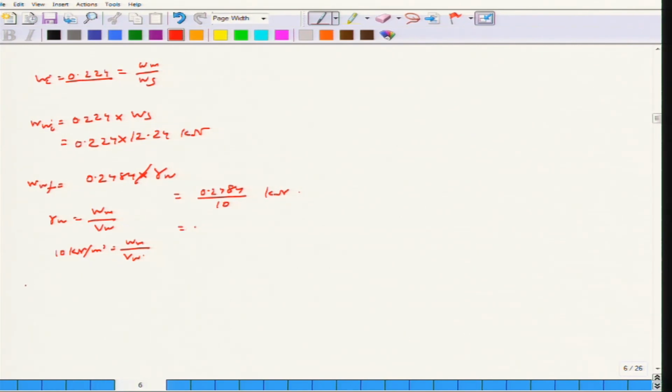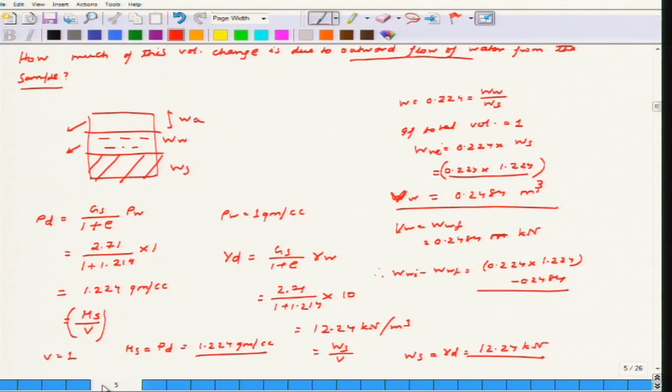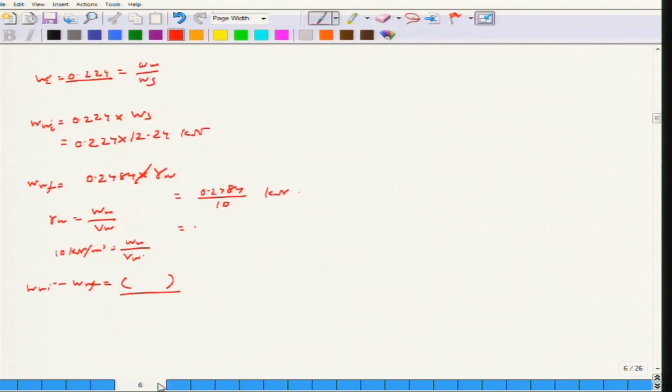Now you subtract the initial weight of water and the final weight of water, and this is the number you get. This is how you find out the water content for the soil sample in the general case. You can find it out in terms of mass, as I did, or in terms of unit weight, whichever is appropriate.